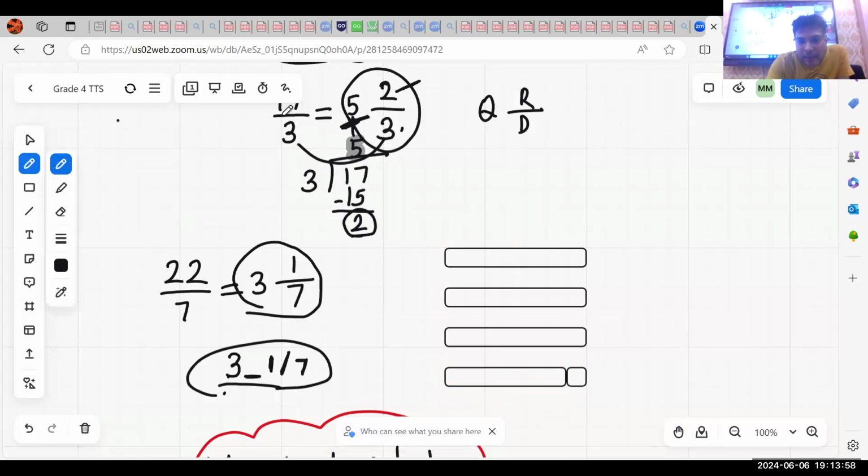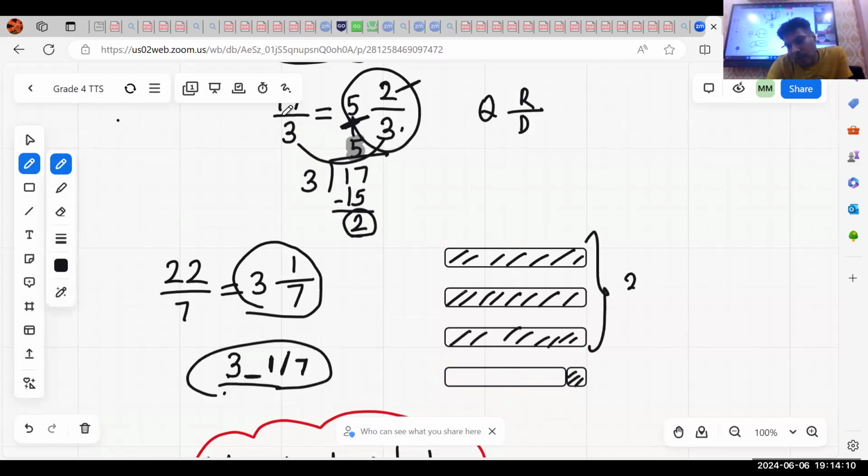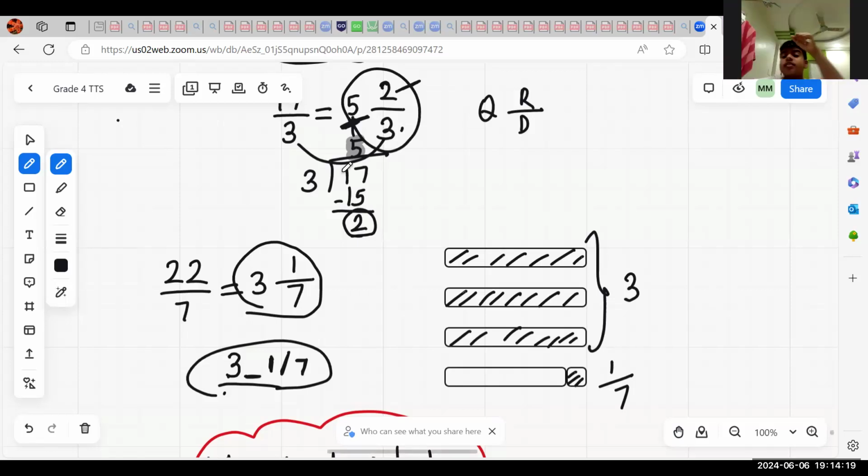So 3 1 by 7 would mean: this is my 1 whole, this is my 2 whole, this is my 3 whole, and this is my 1 by 7. So this is 3 and 1 by 7. Got it? Yes or no? Yes, sir.